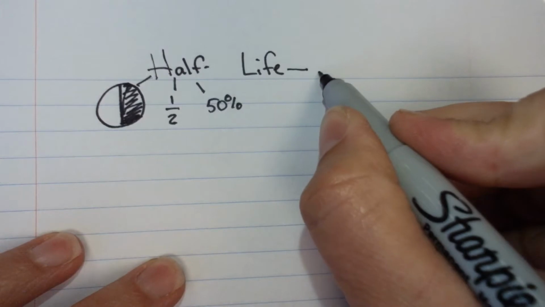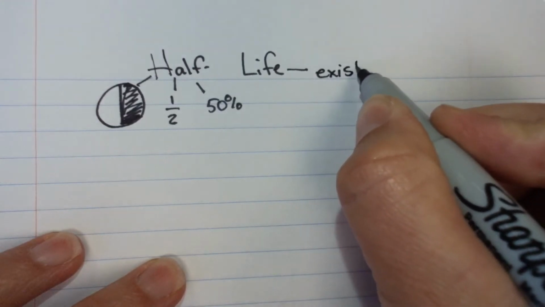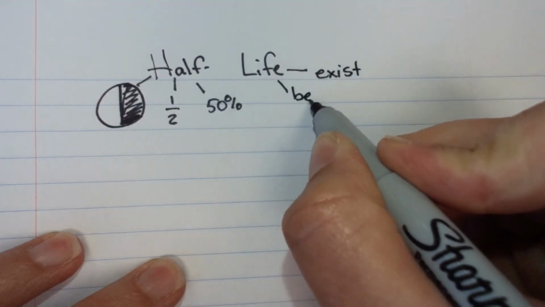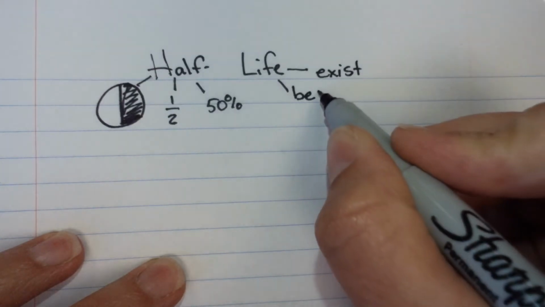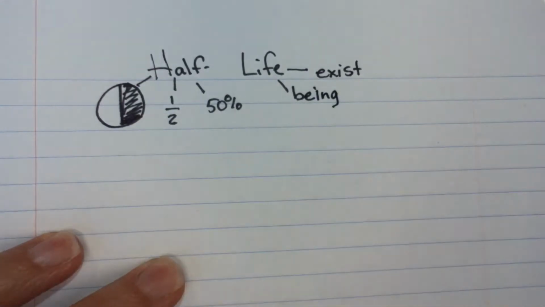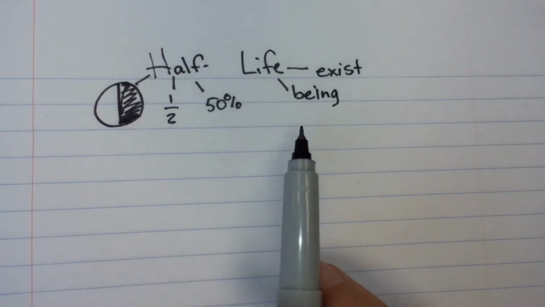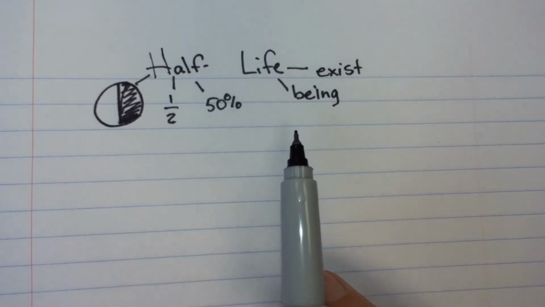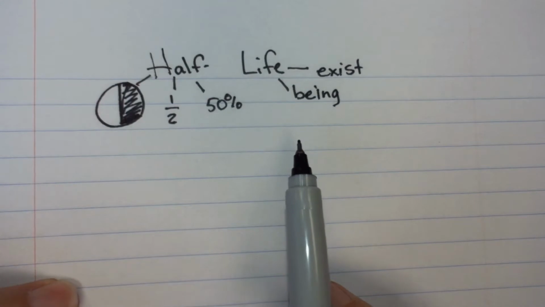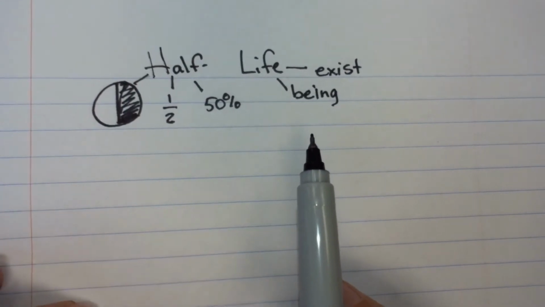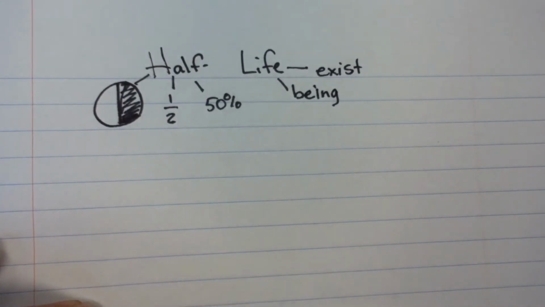Life, we'll just say life is exist, or to be. Being what it is. Okay? So when we think in these terms, this word is very simple, and I don't want it to get any more complicated than that for us. But we need to put it in terms of radioactivity.